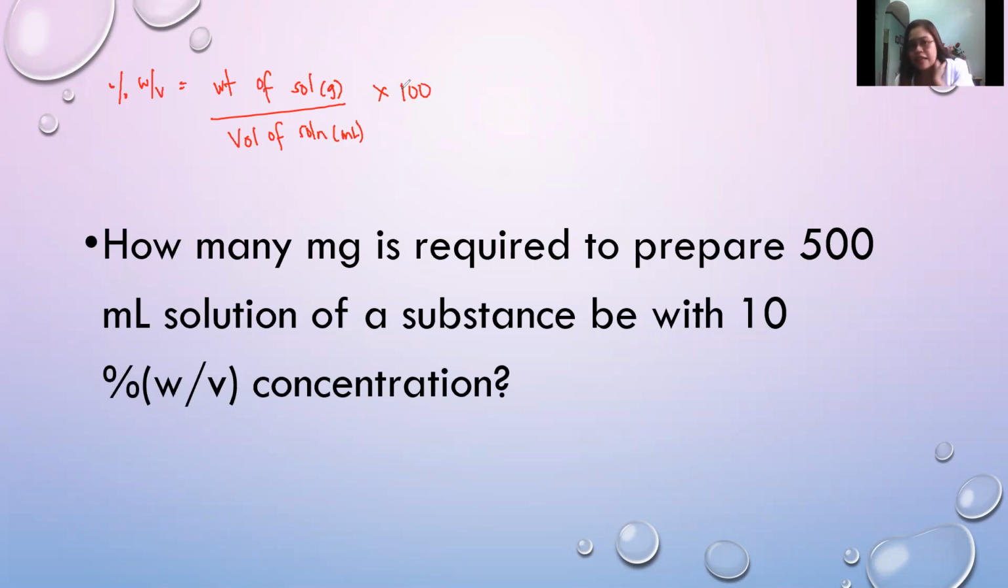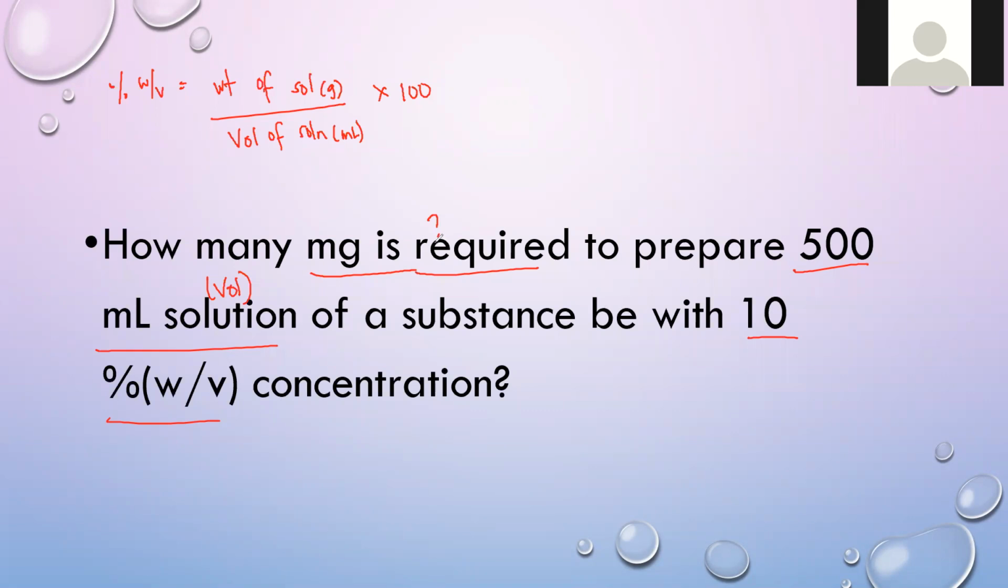Now, let's read the problem. How many milligrams is required to prepare 500 ml solution? Itong 500 ml, this one is the volume here of a substance, and then 10% weight per volume. So the concentration is already given. You are looking now for the weight of the solute, pero dapat in milligrams.